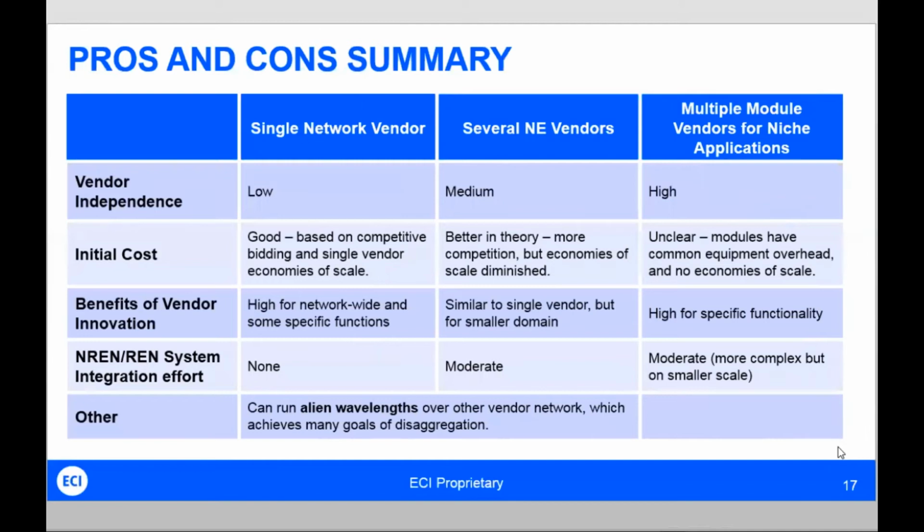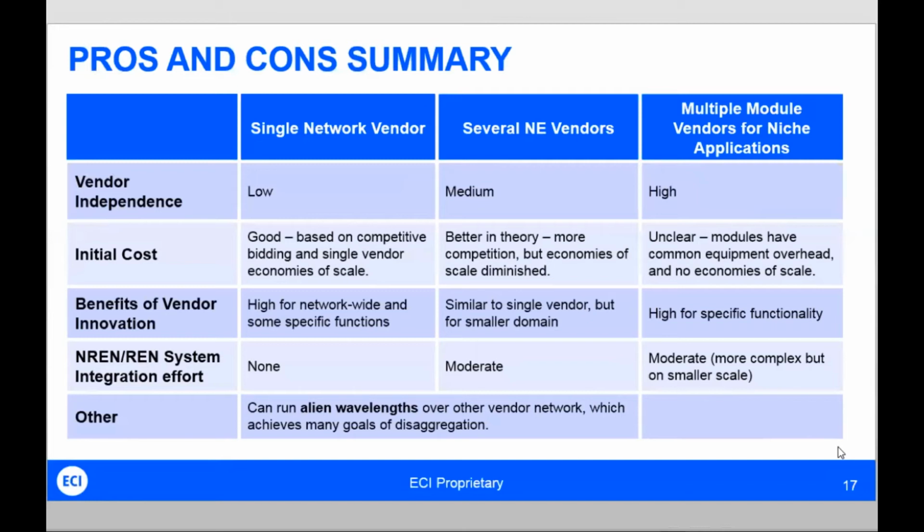So in terms of vendor independence, admittedly, a single network vendor is low. You're relying on a single vendor. When you have several NE vendors, it becomes obviously medium. They're competing more actively with each other. And then when you have the multiple module vendors, well, of course, it's very high. You can pick and choose whomever you want.